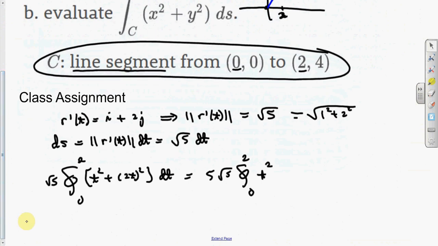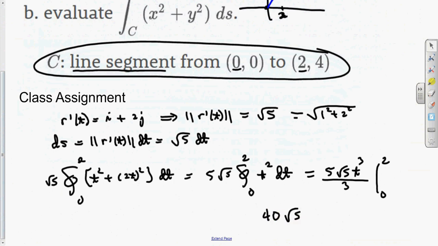Okay. So this is 5, the square root of 5, t to the third over 3. Evaluate t from 0 to 2. So you get 8 times 5. That's 40 times the square root of 5 all over 3.